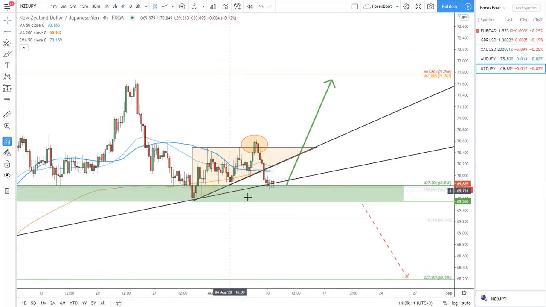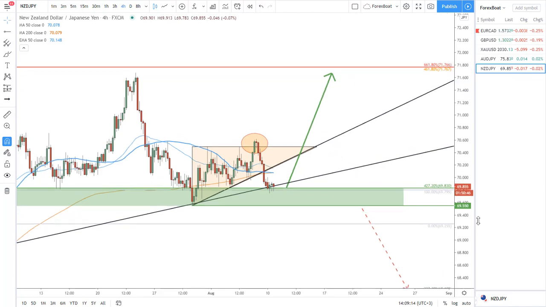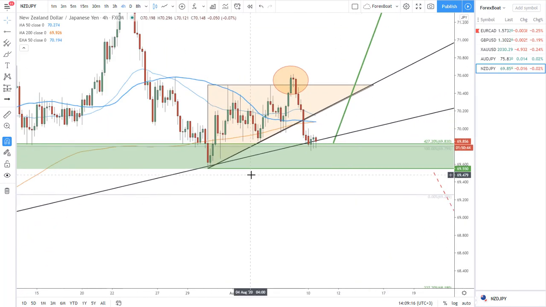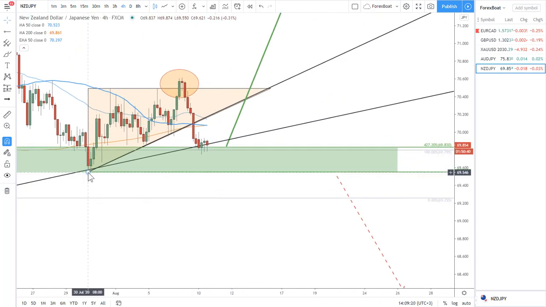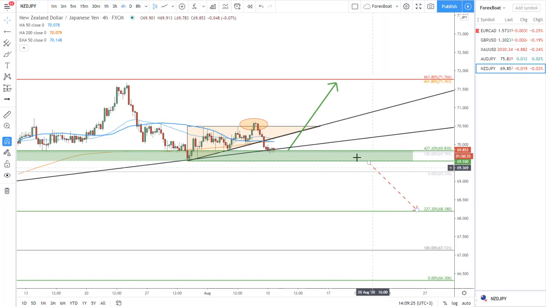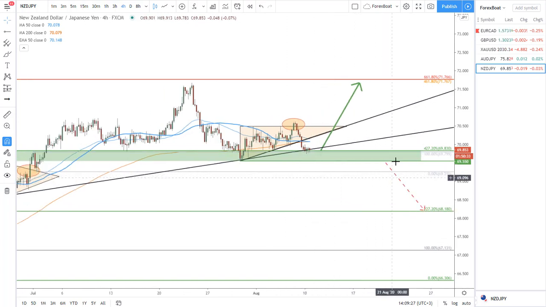I do think that there will be continuation of the uptrend, but we need to see whether this support area will hold. Obviously, if there is a break below this support, the analysis should be turned to the downside, and I will be looking at how far down it might go.